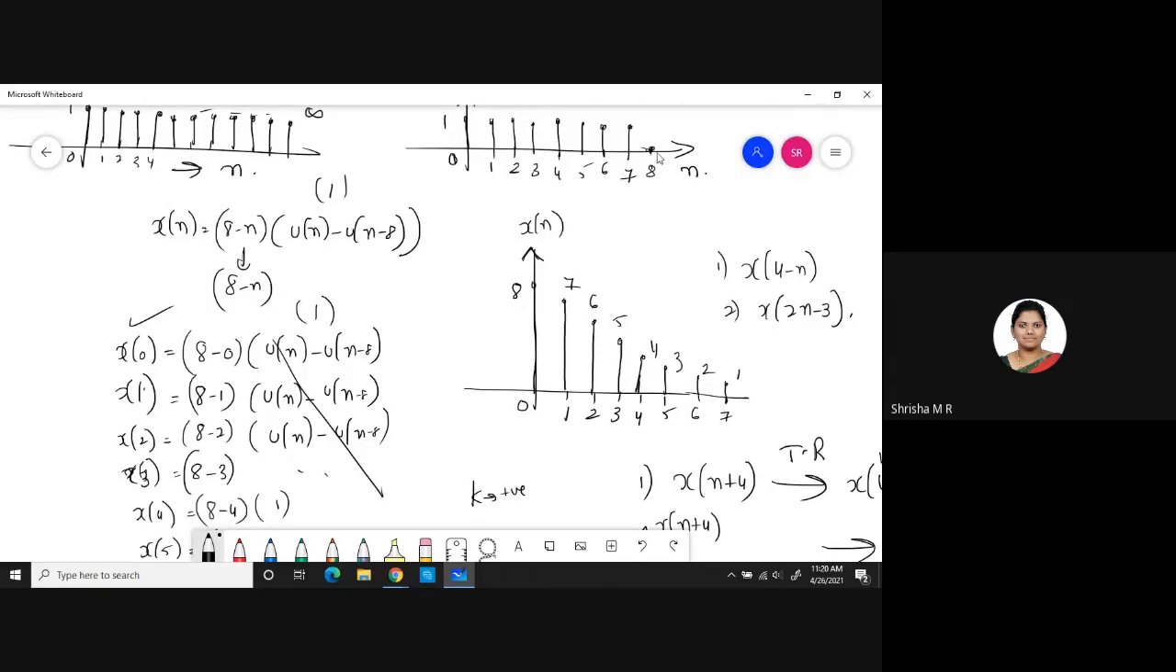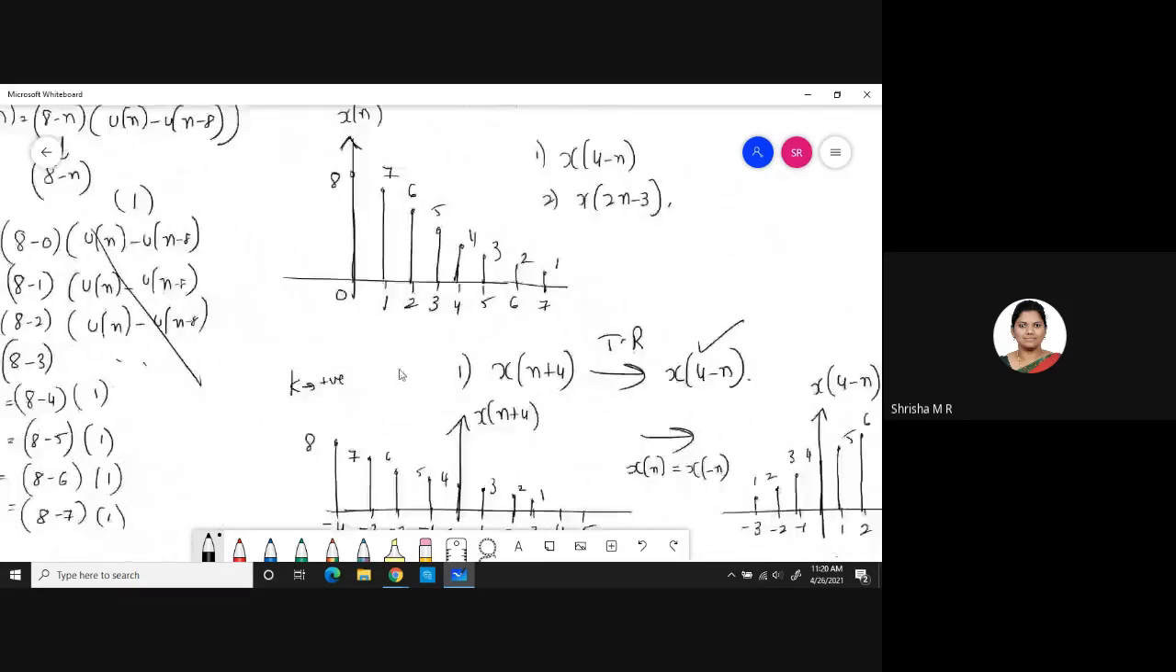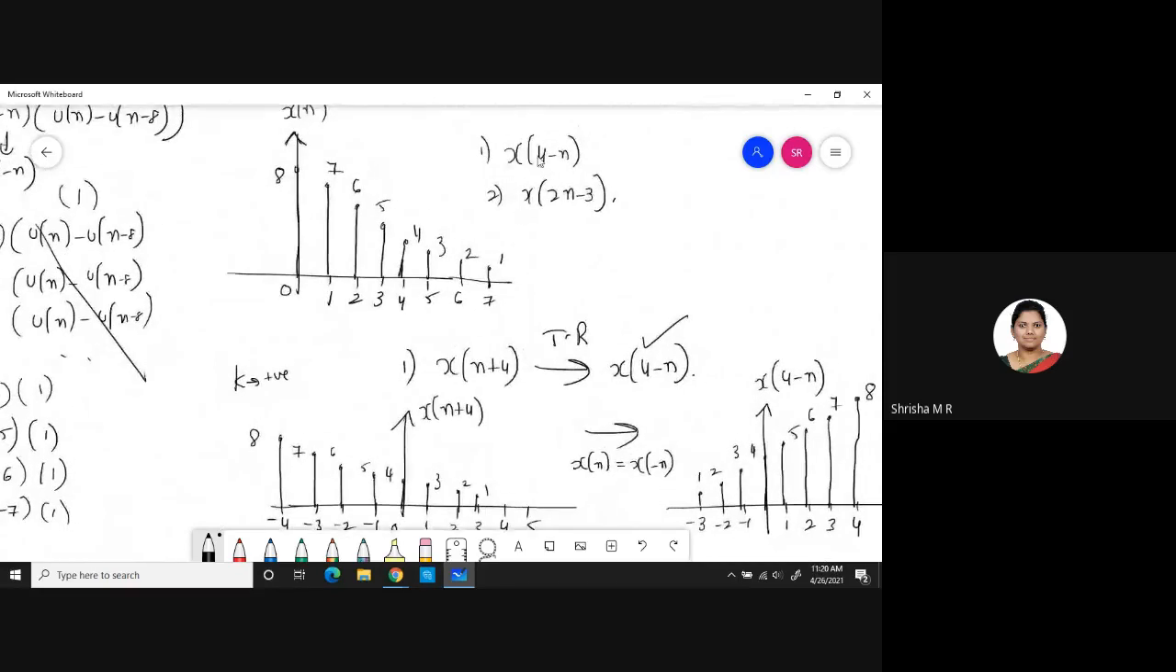At 8 it is 0, so don't worry about that. Till 7 you will get 1. So this is our x of n. Now you are being told to plot x of 4 minus n and x of 2n minus 3.